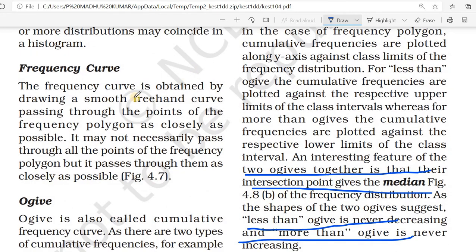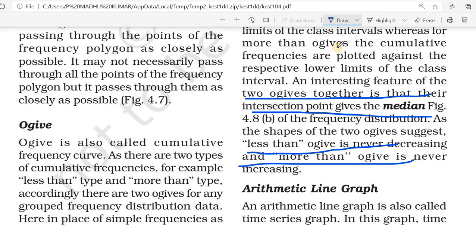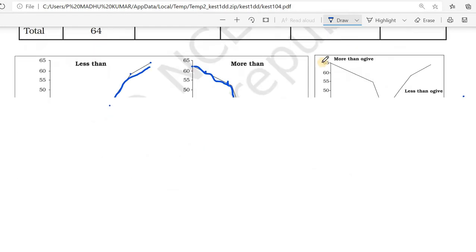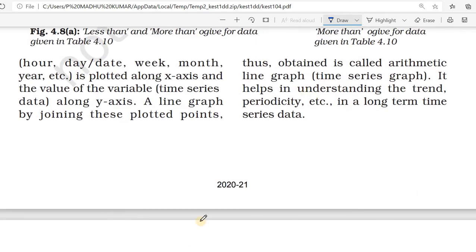Then we understood how to draw the less than ogive and more than ogive. If you get a question, first read whether you need to find less than or more than. Otherwise, if you need both, you can draw both. If you need to find the median from the ogive, draw like this and find the intersection point. This is the ogive.